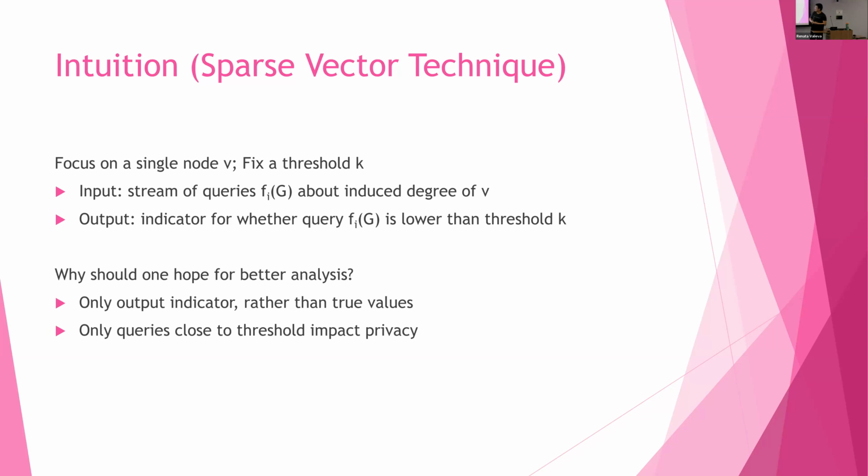Also, intuitively, only the queries that are close to the threshold should impact privacy. Differential privacy guarantees that when two things are neighboring, when one edge is added or removed, the output distribution doesn't change much. So if you're really far from the threshold, let's say this is the threshold, and this is your query value.